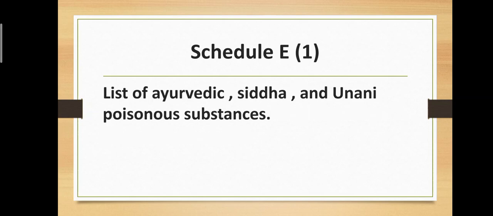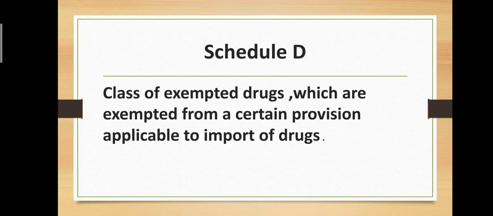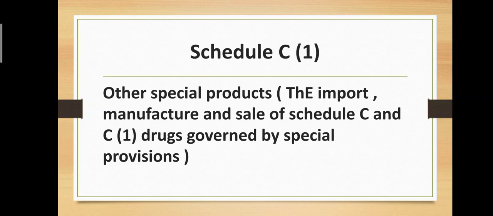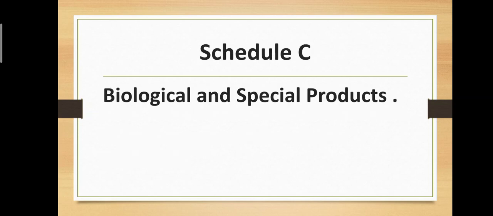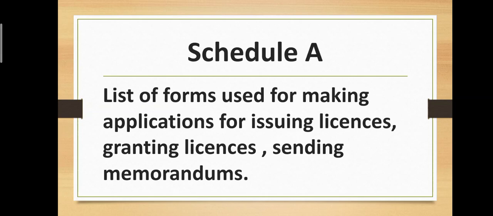Schedule E1: list of Ayurvedic, Siddha, and Unani poisonous substances. Schedule E: list of poisonous substances omitted. Schedule D: class of drugs which are exempted from certain provisions applicable to import of drugs. Schedule C1: other special products. Schedule C: biological and special products. Schedule B: fees for test or analysis by the Central Drug Laboratory or government analyst. And Schedule A: list of forms used for making applications for issuing licenses, granting licenses, and sending memorandums.